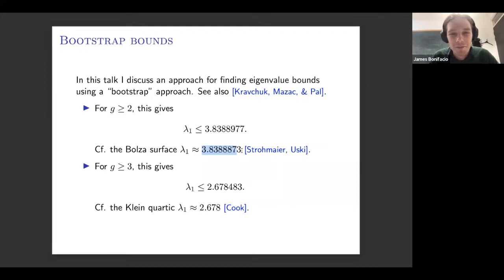So that provides good evidence for this conjecture that the Bolza surface does in fact have the largest value of the spectral gap. Similarly, for genus 3, you can use this bootstrap approach to find an upper bound on the spectral gap of 2.678483. And again, this is quite close to the numerically computed value of the Klein quartic. So again, this provides evidence that it maximizes the spectral gap in genus 3.